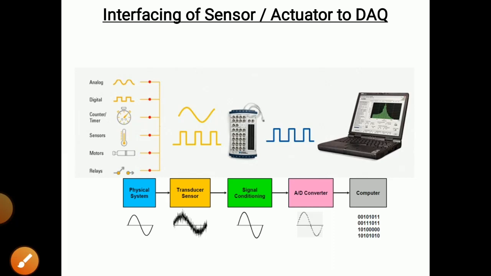Digital form means it is in the form of binary numbers, like 0010101, 0011011. So in the form of binary numbers, the signal is converted and that is given to the computer. Like this, the process is there.